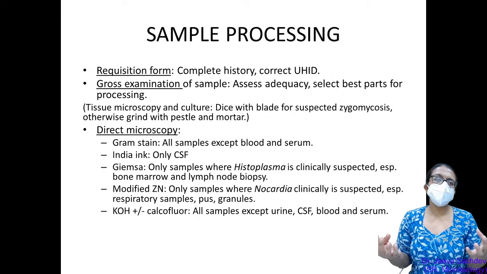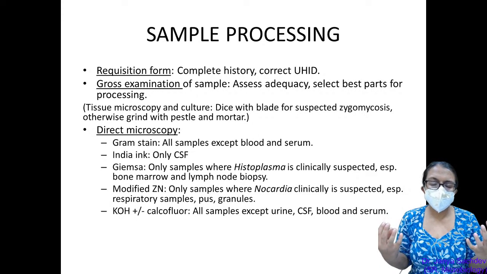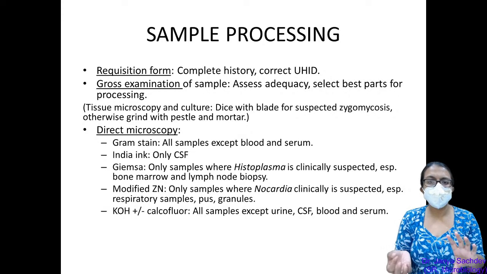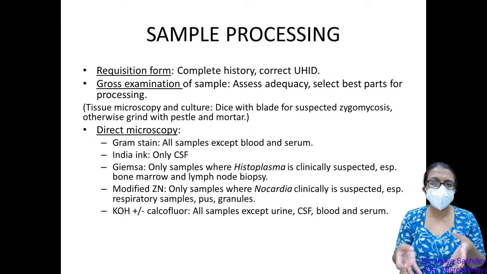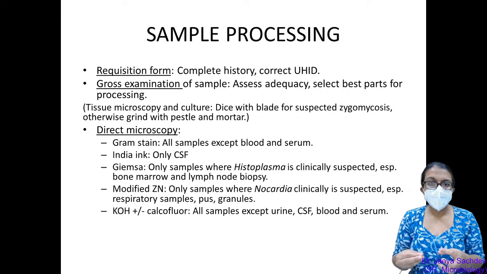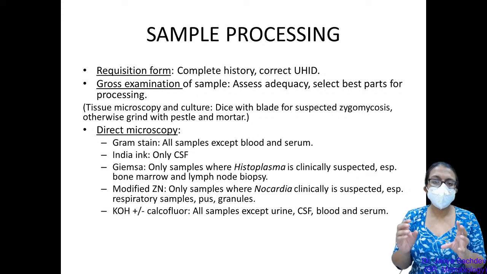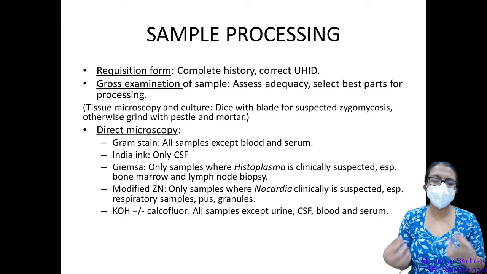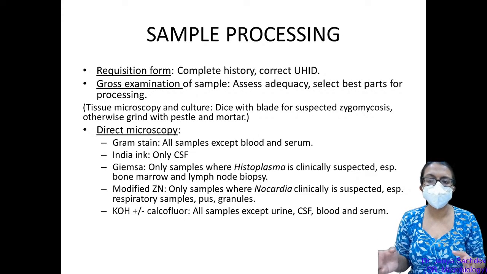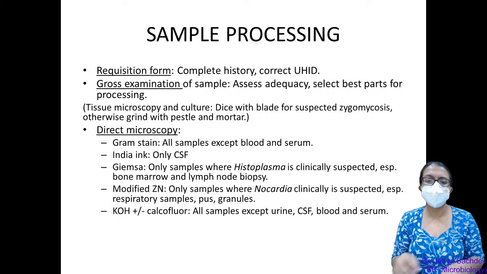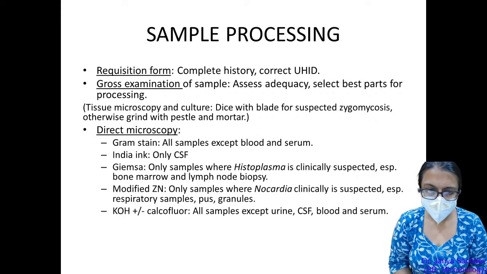Or for example, suppose we are suspecting a diagnosis of systemic candidiasis or oral or esophageal candidiasis, anything like that. So we look for whitish plaques, and those are the areas we'll use. Or for example, in a respiratory sample like sputum, we look for any areas which are very thick, very mucoid, any areas which are blood-stained, greenish or yellowish discoloration. We pick those areas of the sample and use them for processing, because we'll get a better result in microscopy and culture from them. So the gross examination of the sample is important for assessing the adequacy and selecting the best parts of the sample for processing.